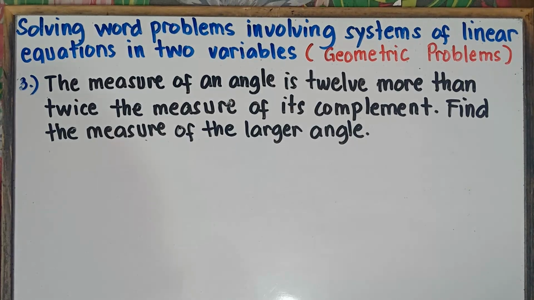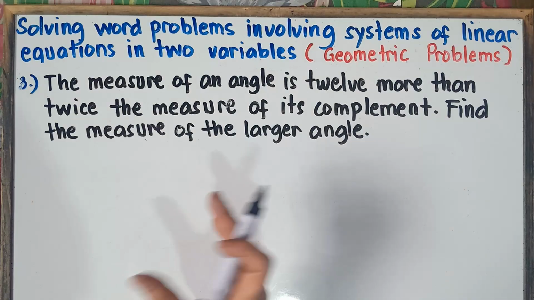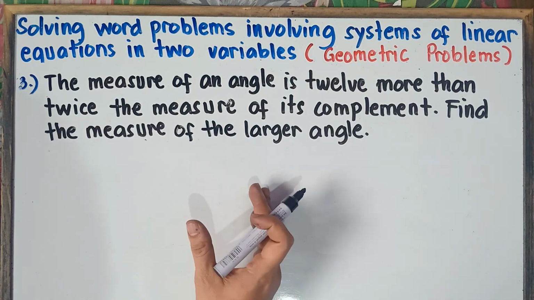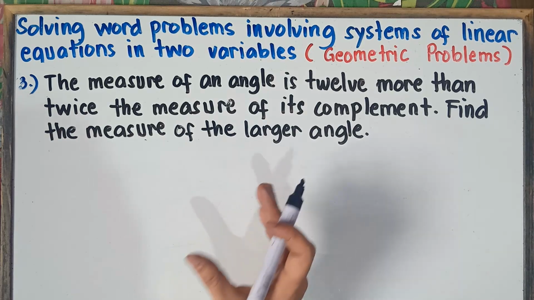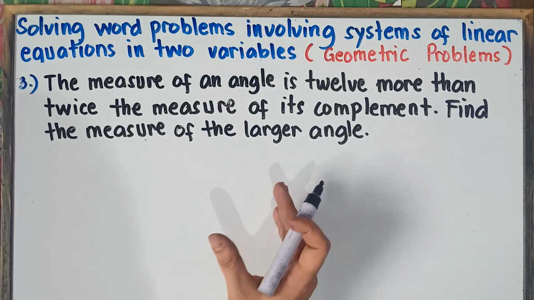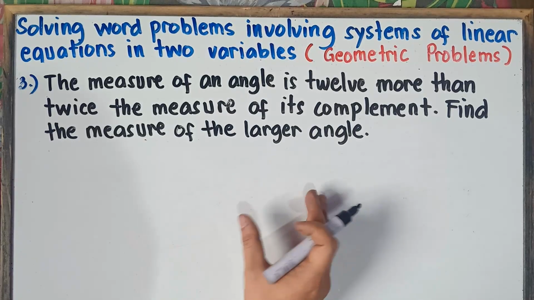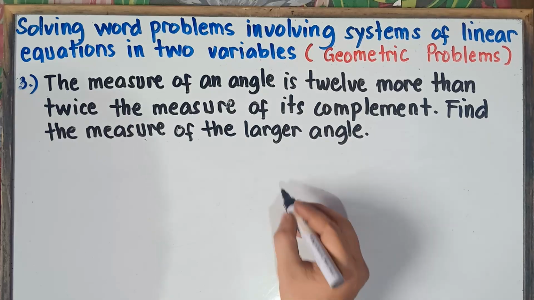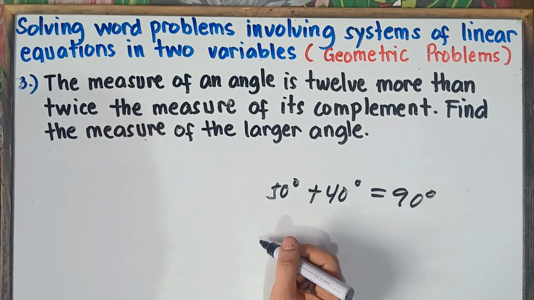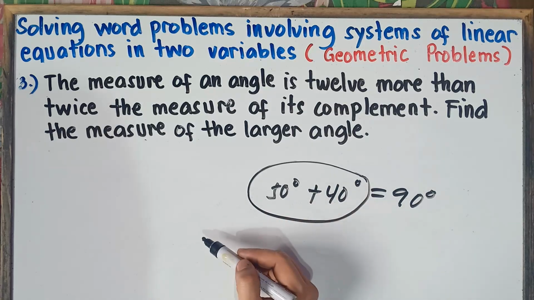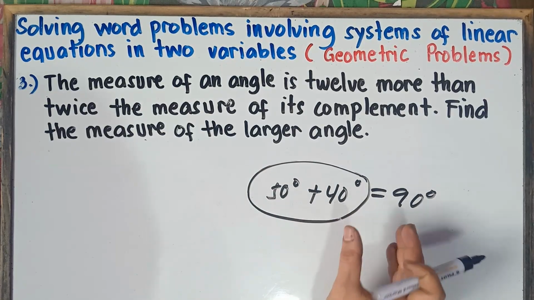Alright, so we're down to the last example, class. Example number 3. The measure of an angle is 12 more than twice the measure of its complement. Find the measure of the larger angle. Now, if we talk about complementary angles, class, the sum of two angles is equal to 90 degrees. We call that complementary angles. For example, 50 degrees plus 40 degrees, of course, that would be 90 degrees, right? Therefore, 50 and 40 degrees, we call complementary angles because the sum of two angles is equal to 90 degrees.